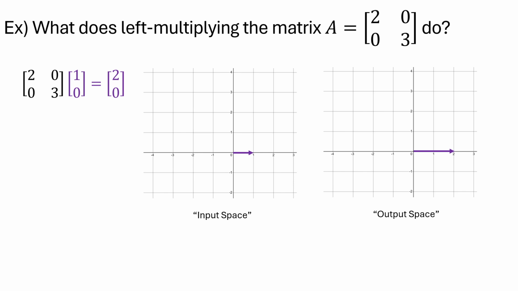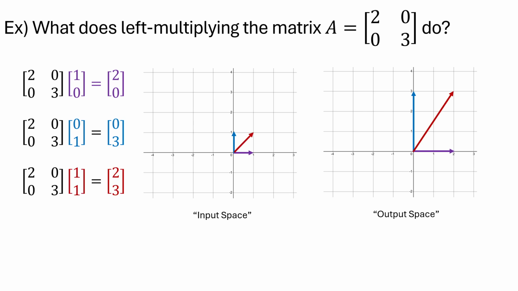Since the matrix has a 2 in the top left, the x component doubles, while the y component stays at 0. Visually, you can see on the right that the purple arrow simply gets twice as long. Now look at the vector 0, 1, shown in blue. Left multiplying by the matrix means we take 0 of column 1 and 1 of column 2 added together, which gives 0, 3. This time the matrix interacts with the 3 in the bottom right, so any vertical component gets stretched to 3 times its original length.